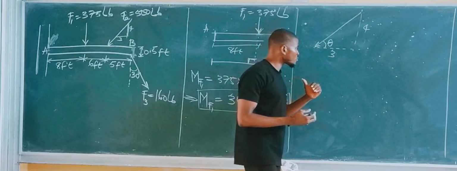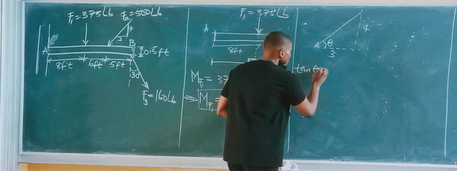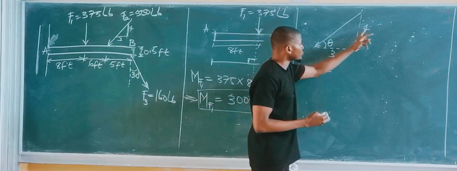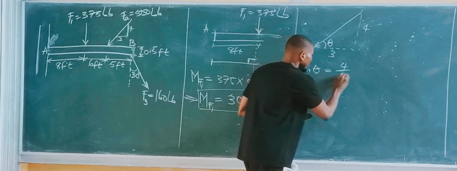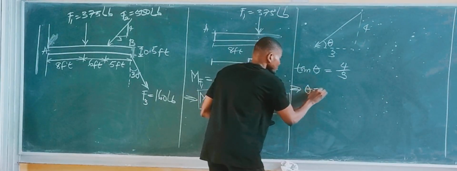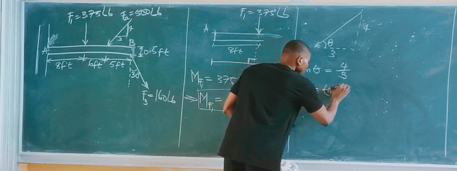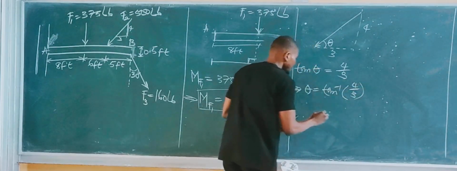To do this, of course, to find the angle, we know that tan theta is simply opposite, which is 4, over adjacent, which is 3. And therefore theta itself is simply equal to tan inverse of 4 over 3.